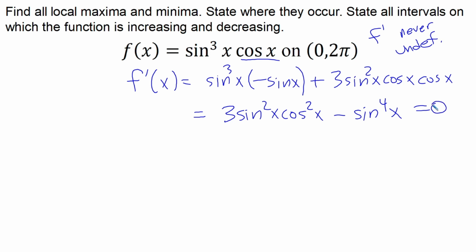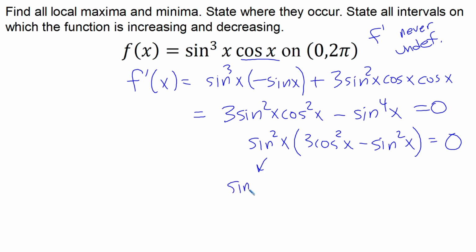But when does it equal 0? Well, we'll have to factor out the sine squared from it first. So sine squared x times 3 cosine squared x minus sine squared x is equal to 0, right? And so basically what we're looking at here is, well, sine squared x equals 0. That's when sine of x is 0. That'd be when x is 0 or pi or 2 pi and so on. The only value on my interval that I care about here is the value at pi, right? Because we're only talking about the open interval 0 to 2 pi.